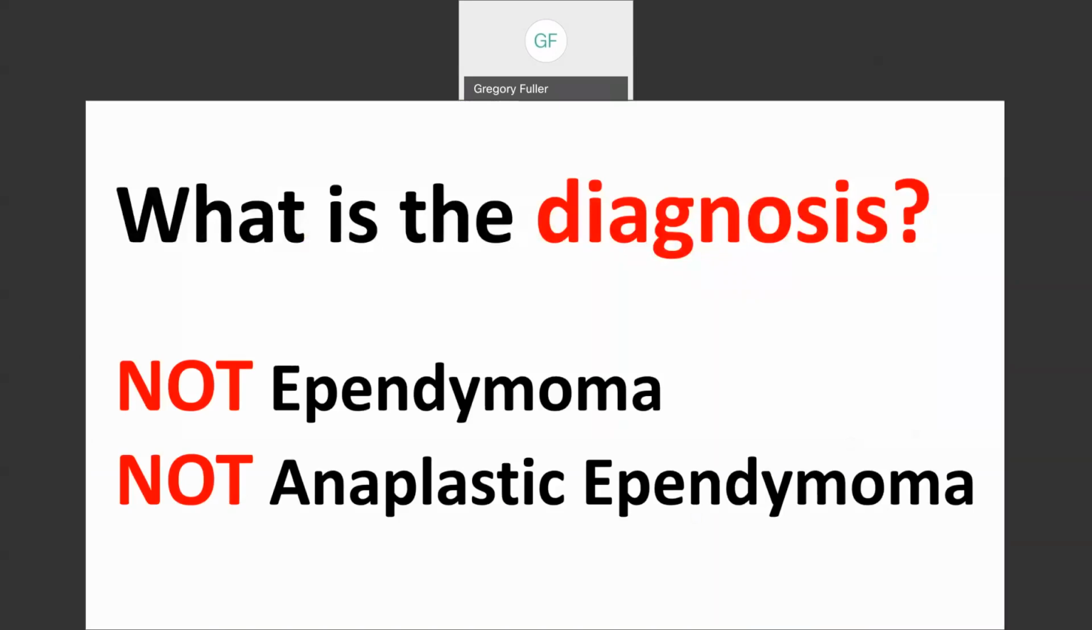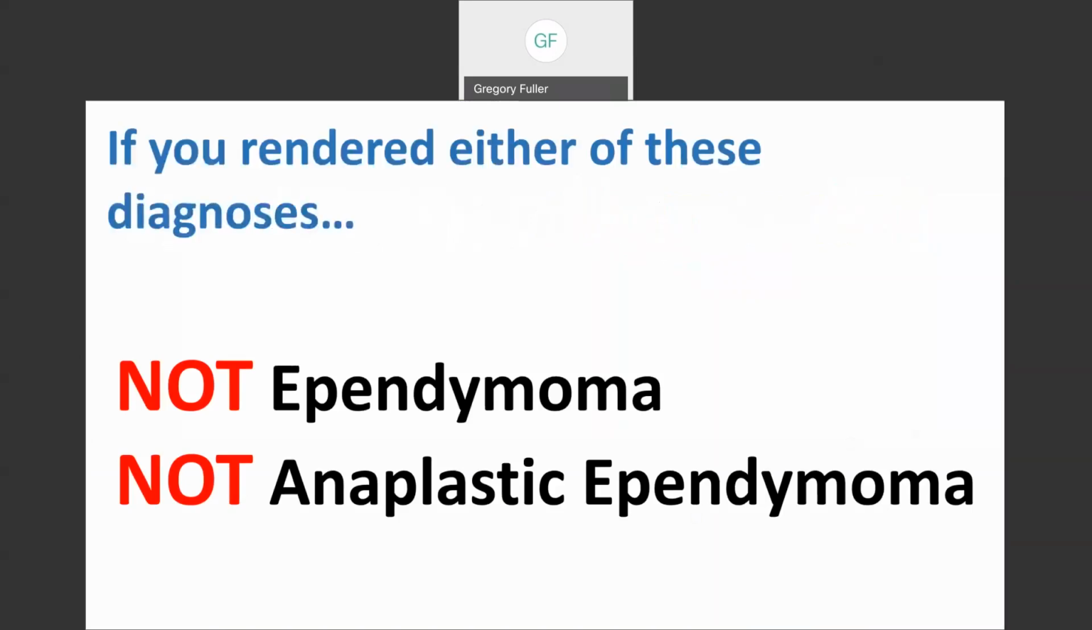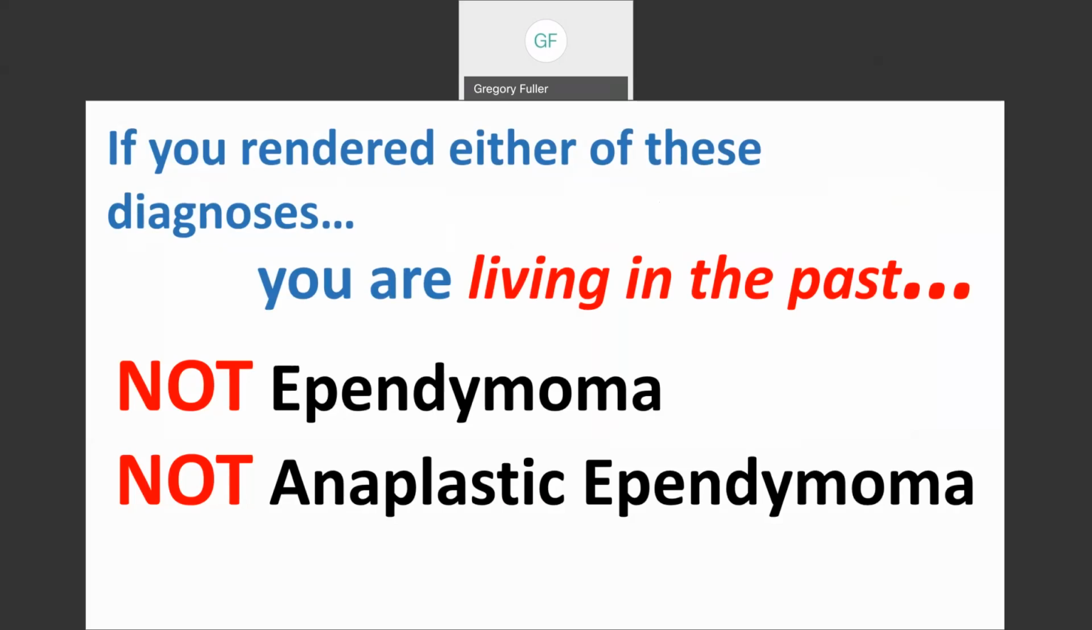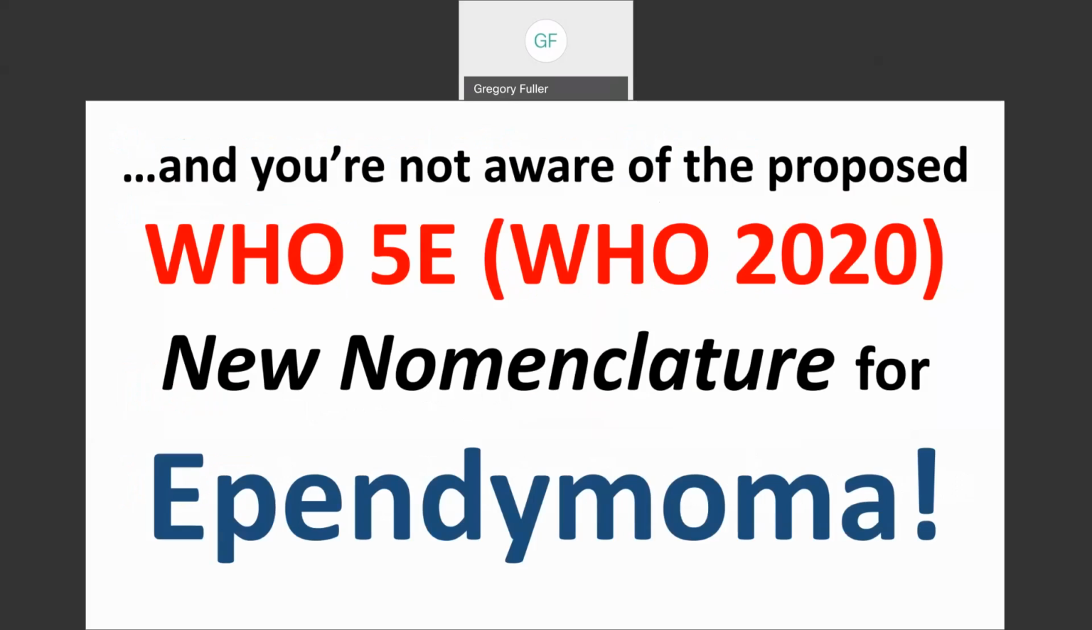Why? Because we have the molecular signature. If you rendered either of these diagnoses, either you just were kind of lazy, you didn't really want to think, you didn't want to deal with the immunostain, or you're living in the past. You're not aware of the proposed changes, upgrades, update, refinement, the new nomenclature for ependymoma coming in 2020.